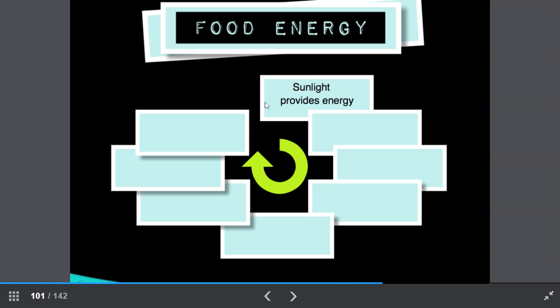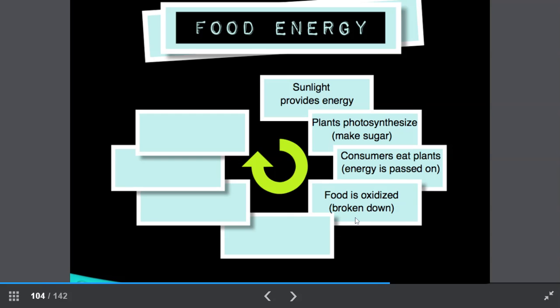So we start with sunlight providing energy. If we look at this little flow chart, it helps us to kind of wrap our heads around the flow of food energy. Next, we have plants that use energy from the sun to conduct photosynthesis. They are autotrophs, which means they make their own food. They make glucose, which is sugar. Next, we have consumers eating the plants. So the energy is passed on.